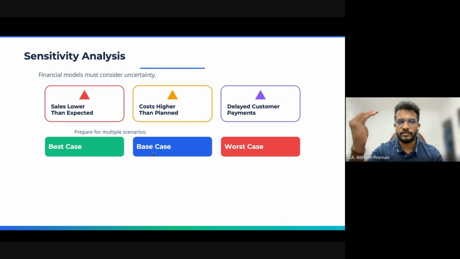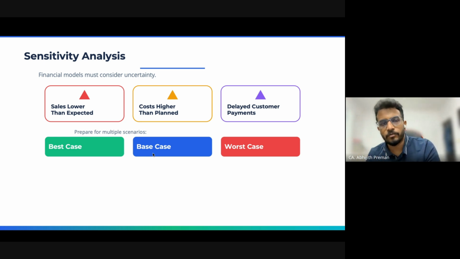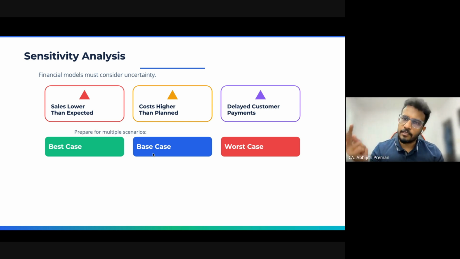So what happens if sales comes lower than expected? What happens if cost goes higher than planned? What happens if the customer delays the payment? Like for example, you expected it to be 30 days. What happens if it goes to 60 days? How is your business going to cope? So these things you should consider and prepare for multiple scenarios. So there should be a best case, there should be a base case which is more realistic, and a worst case. So when you consider these three scenarios, you will also have more clarity on your business. Okay.